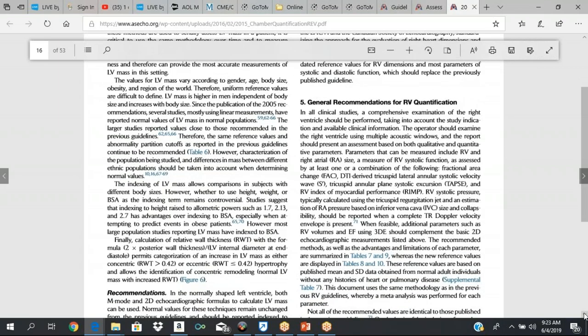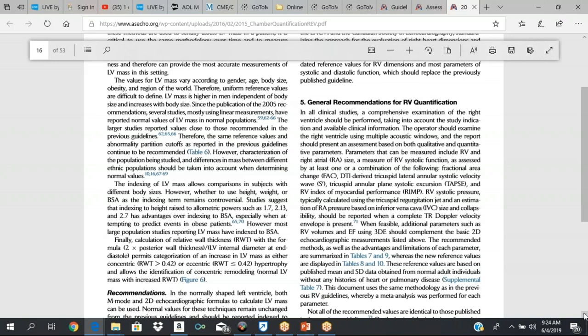So the general recommendation for RV quantification: in all clinical studies, a comprehensive examination of the right ventricle should be performed, taking into account the study indication and available clinical information. So all of your studies incorporate evaluation of the right ventricle. The operator should examine the right ventricle using multiple acoustic planes or windows, and the report should present an assessment based on qualitative, what you see, and quantitative, what you measure.